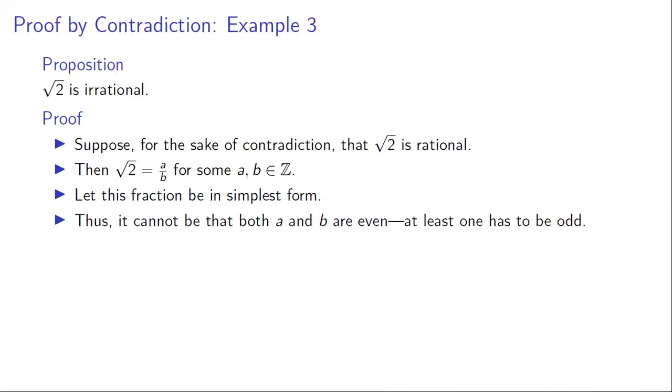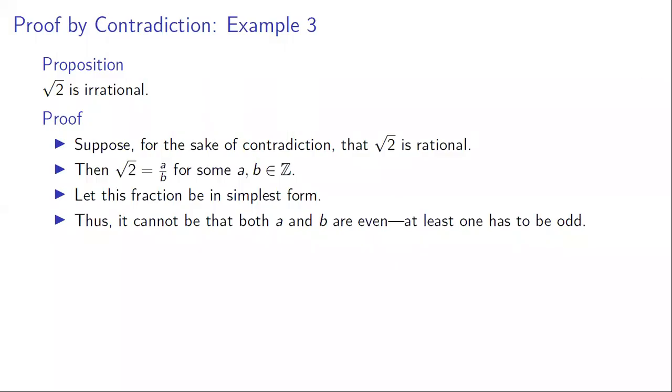Now, if the fraction is in the simplest form, that means they have no common factors. So it's not possible for both a and b to be even, because if both a and b are even, that means they have a common factor of 2. So it's not in simplest form.